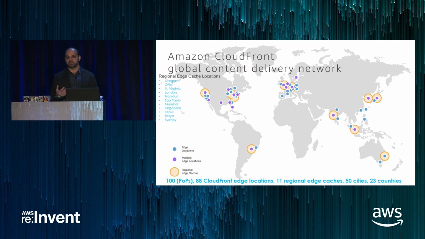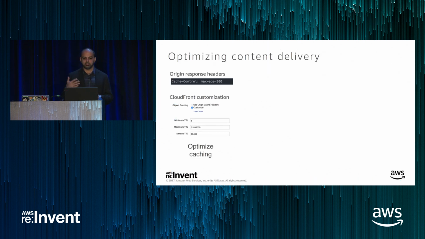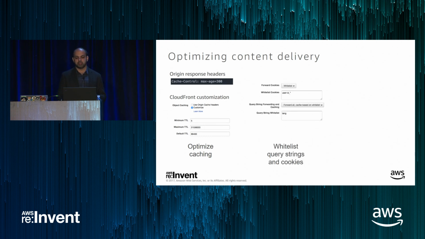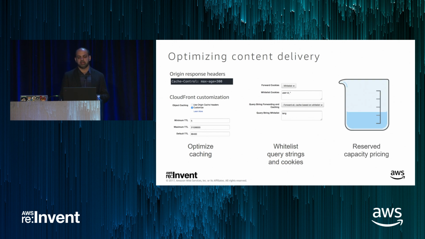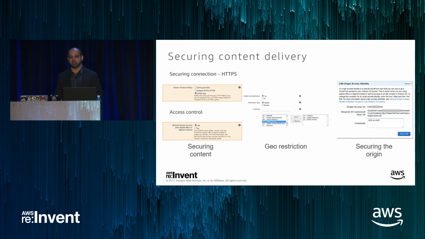CloudFront today is a major CDN. It has over 100 points of presence: 88 CloudFront edge locations and 11 regional edge caches across 50 cities and 23 different countries. You can optimize cache, and there are a lot of different options there to optimize it. You can whitelist query strings and cookies, for example, and there is also reserved capacity pricing. So if you have a large-scale application that you're deploying, or a large event that you want to stream using CloudFront, then you can use reserved pricing.